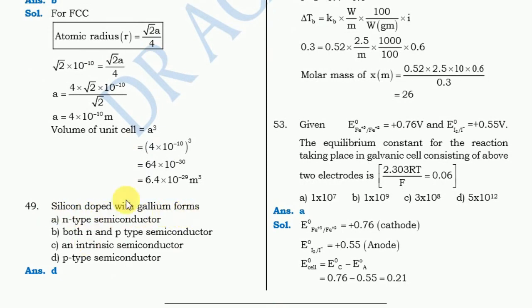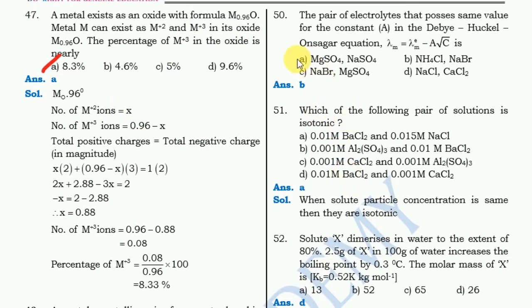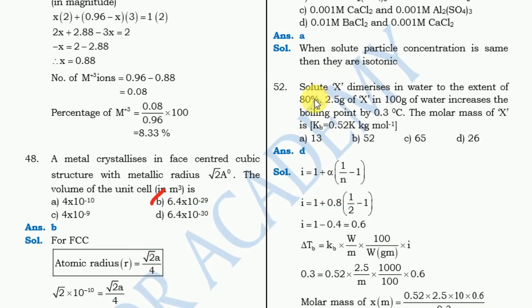Next question: the pair of electrolytes that possess the same value. For this question, the correct answer is option B. Okay, next one: which of the following pair of solutions is isotonic? For this one, option A is the correct one. Okay, next: solute X dimerizes in water to the extent of 80%. For this one, D, 26 is the correct one.